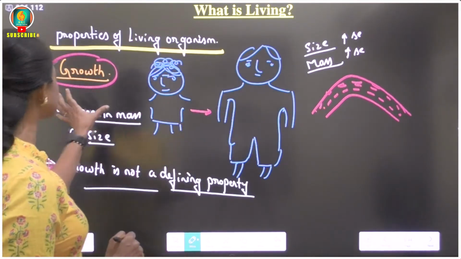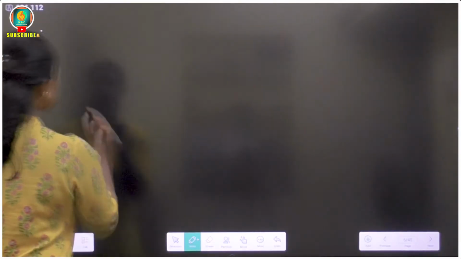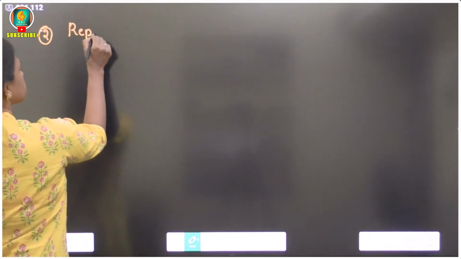Okay. So this is the first property. Now the second property, NCERT says, if you are saying that an organism is a living organism, then it should possess the property of reproduction.